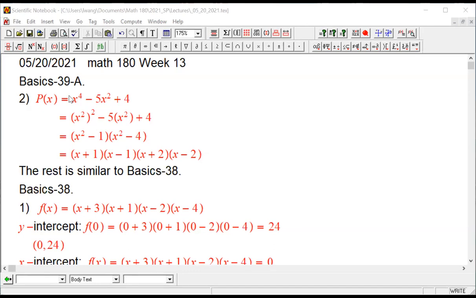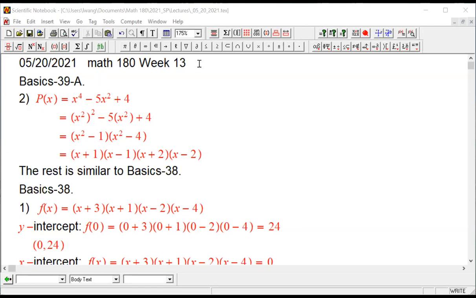The other issue I want to remind you of, you should know how to do long division. Okay, you should know how to do long division. You will need that in Calc 2.